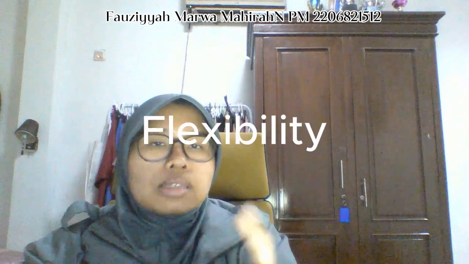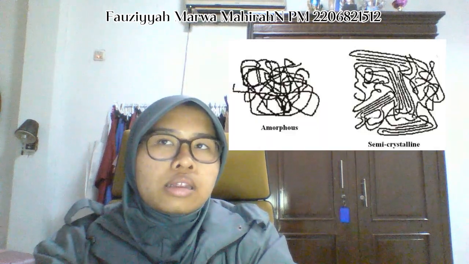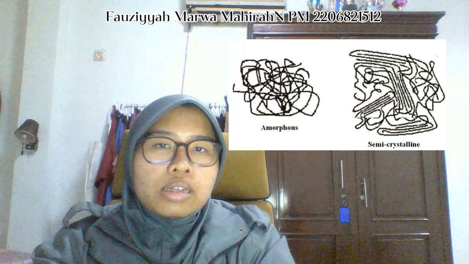The first one is flexibility. The higher the flexibility, the lower the crystallinity and the higher the amorphous content. By the way, amorphous is kind of the antonym of crystalline. It's really random and not nicely packed like crystalline. Next is cross-linking. In polymers, it usually is covalent cross-linking. If the cross-linking is high, that means the crystallinity is low.